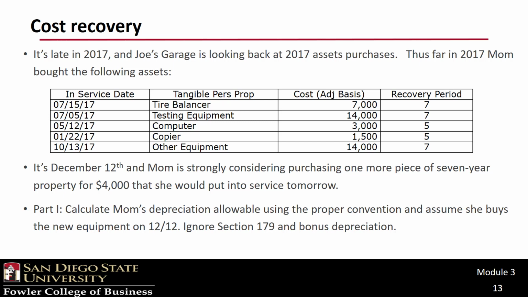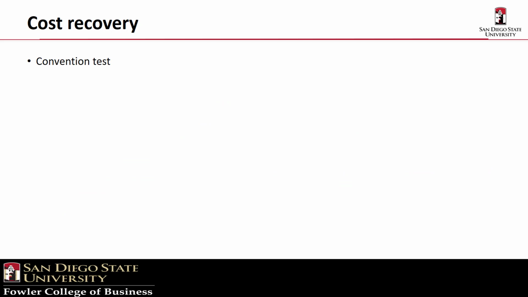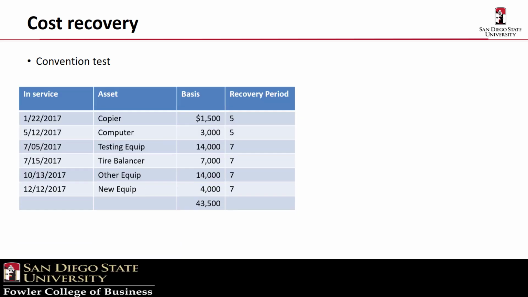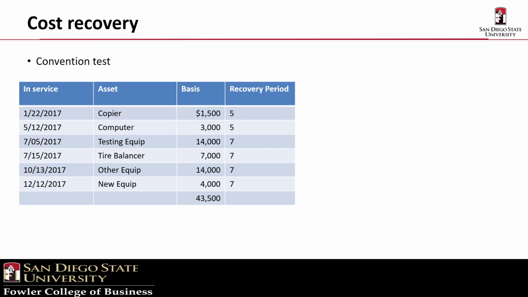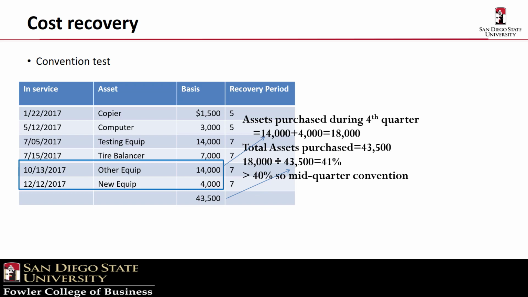Okay, so we need to depreciate the assets, and we're going to go ahead and assume that that final piece of equipment was placed in service in the last month of the year. So we need to identify the table, and in order to do so, we need to apply the convention test. We start by determining when the property was placed in service during the year, and then measuring the amount that was placed in service in the fourth quarter. Since that percent is greater than 40%, the mid-quarter convention applies. Now we just need to find the right tables.